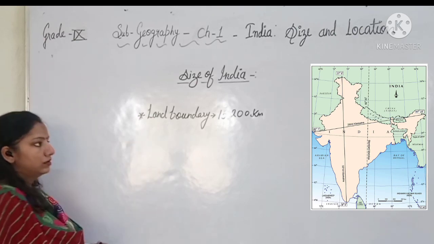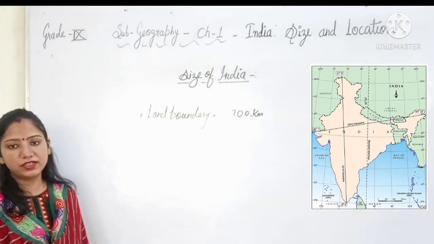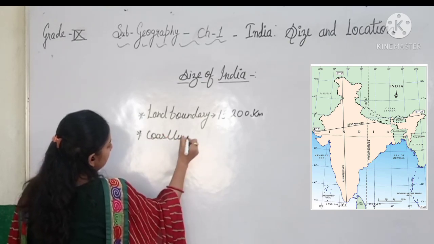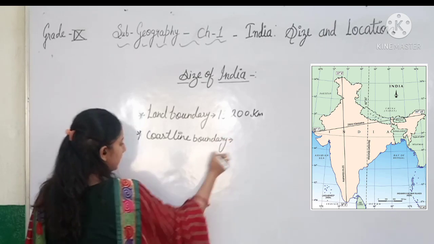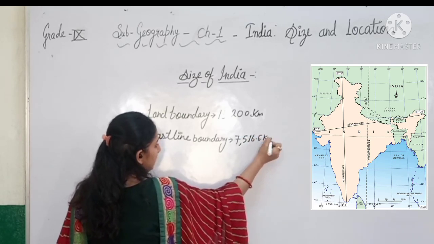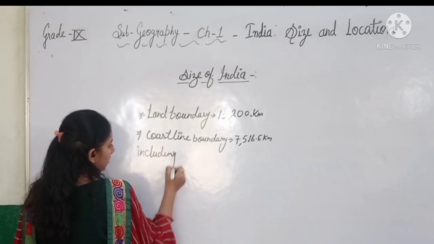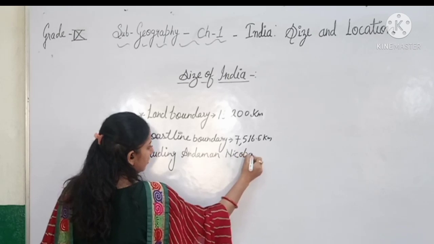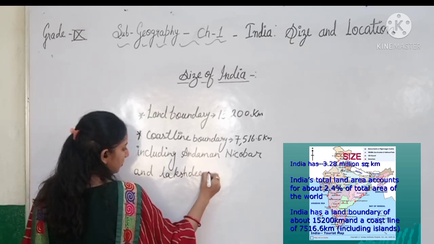Second, if we talk about the coastline boundary, we will see on the map that the coastline boundary of our country is around 7,516.6 kilometers, which includes the Andaman Nicobar and Lakshadweep Islands.